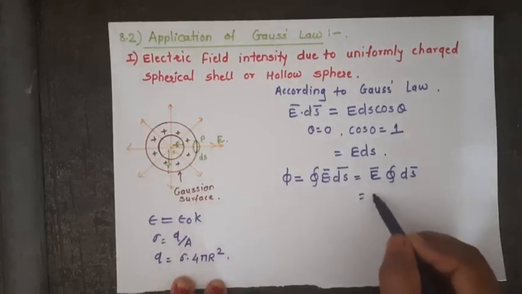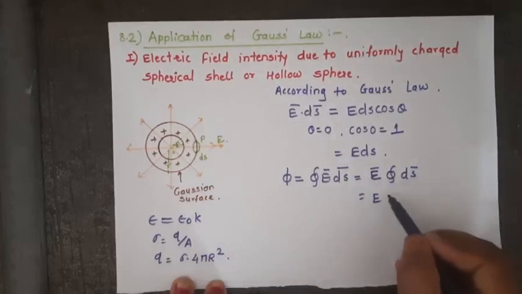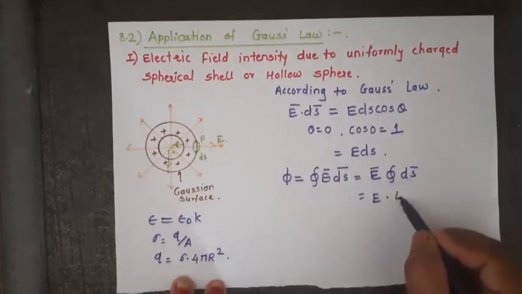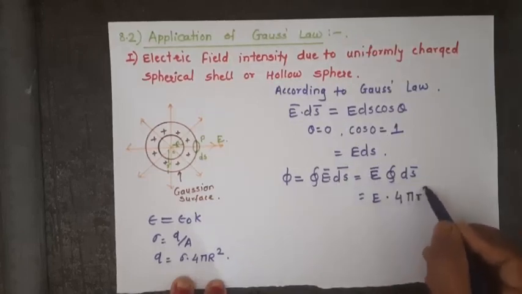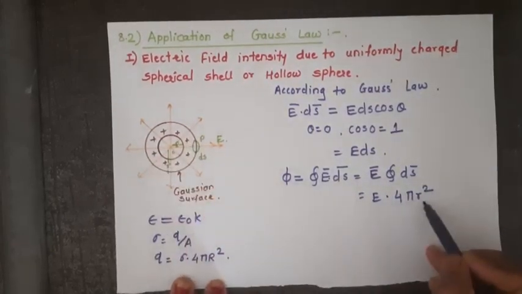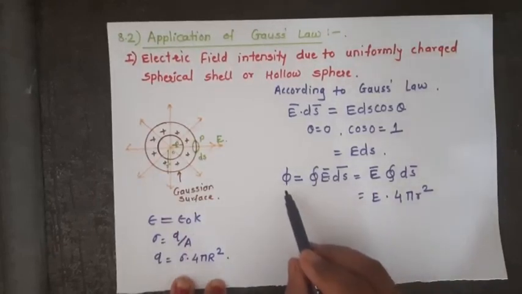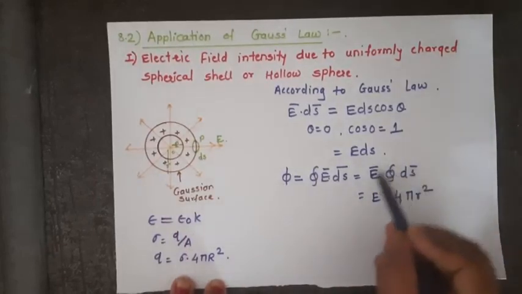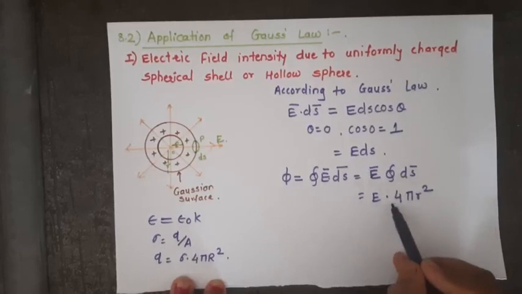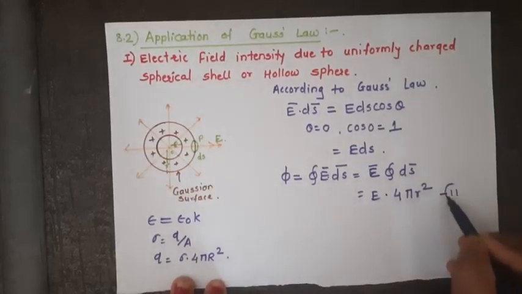So substituting the value of ds, the integration of all small areas gives the value 4 pi r square. Here we take the Gaussian sphere, so the radius is small r. So the total flux passing through the Gaussian sphere is E into 4 pi r square. This is equation 2.